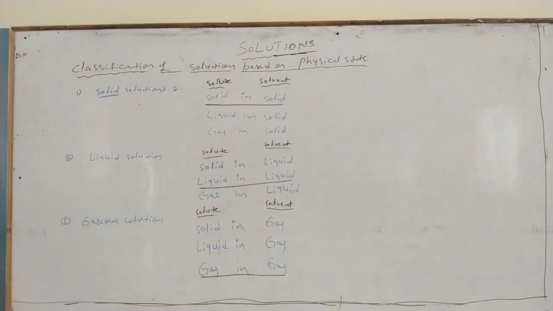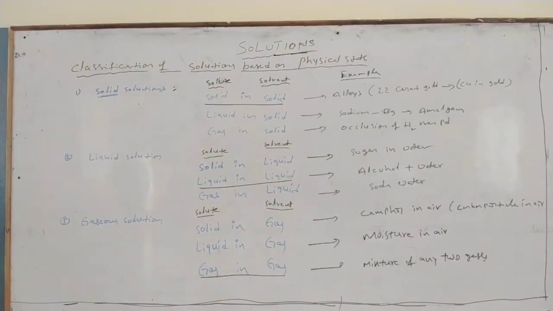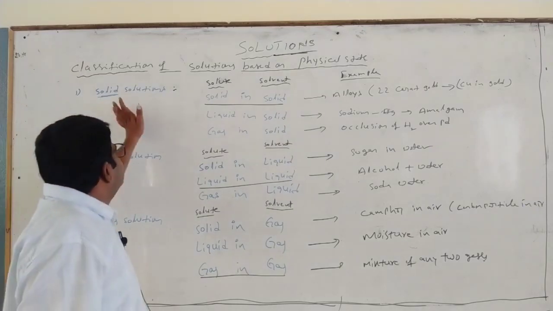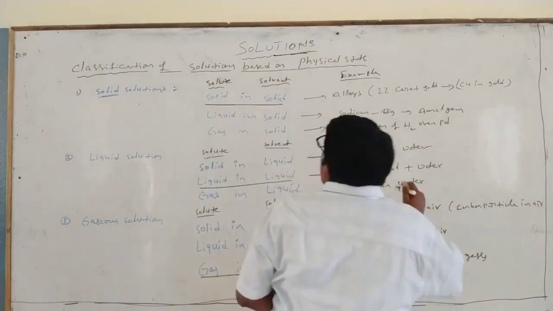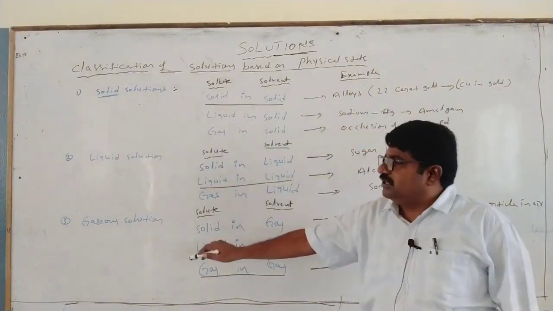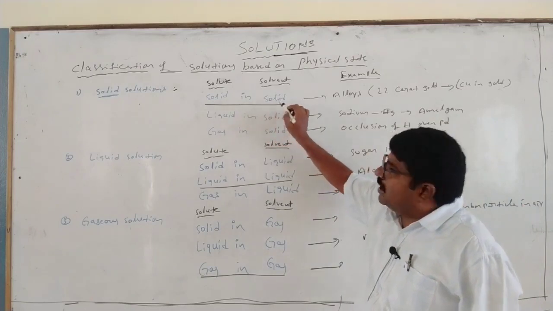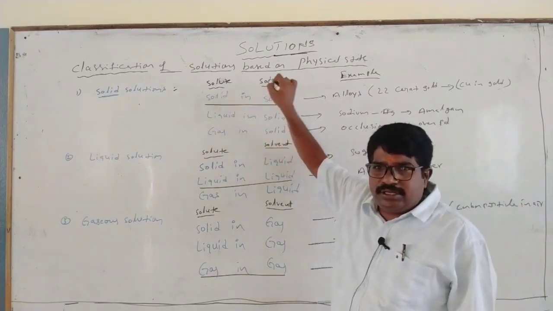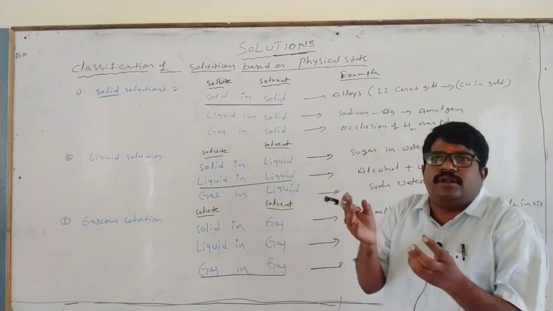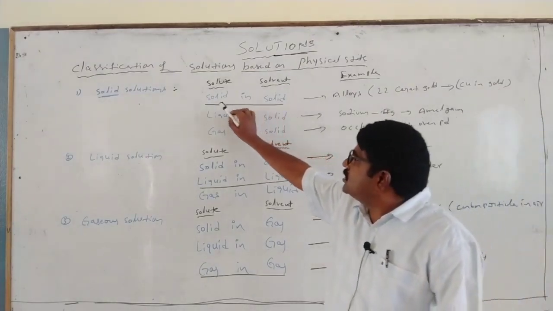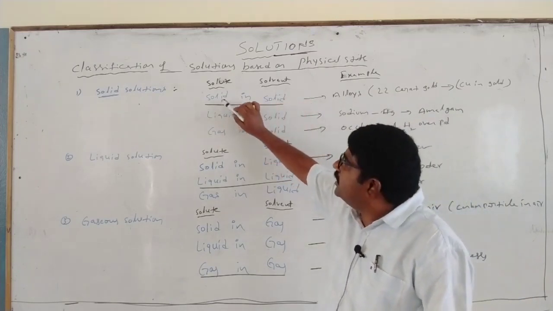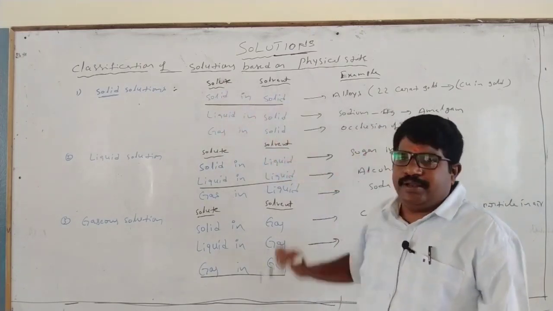See here, let's see. So these are the solids, again subclassified like this. Next, what are the examples for solid solutions, liquid solutions, gaseous solutions? Here, solid in solid means one is the solute, one is the solvent, one is less proportion, another one is large proportion. So here one solid is a solute, another one is solvent.